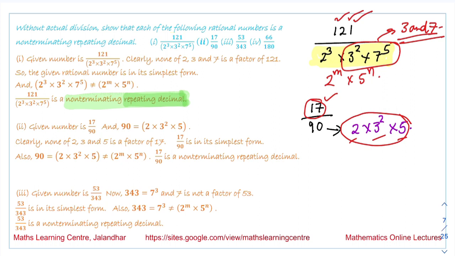Now the denominator we are talking about has 2 over here, 5 over here, but this term 3 raised to the power 2 is also there.